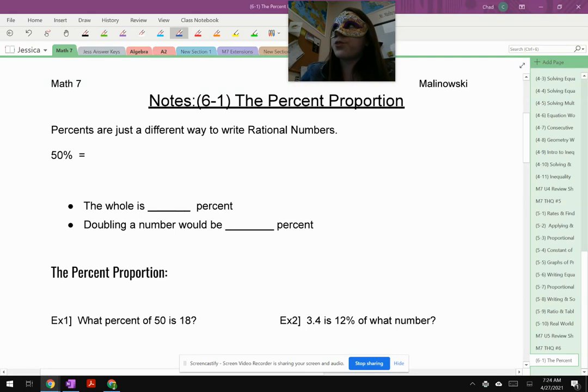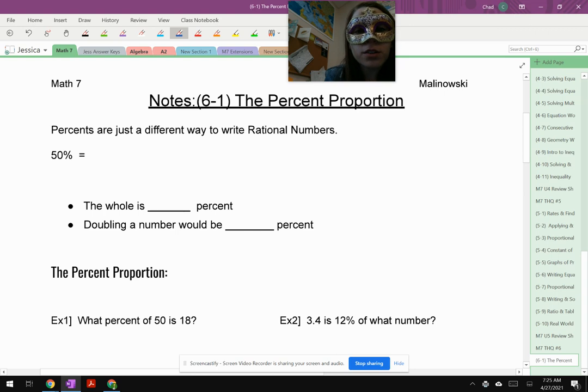Hello, Math 7 students. So we are going to have a mask theme for this unit, where I'm going to bring fun different masks because why not? Yeah, I know.